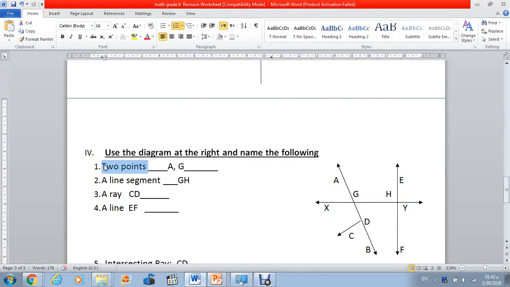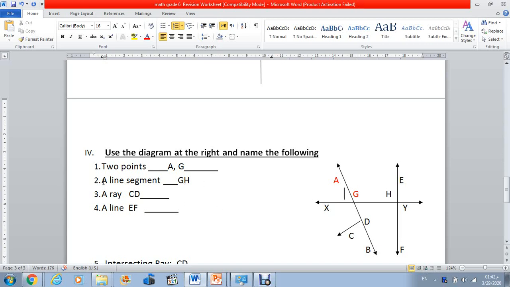So it asks you for 2 points. We have so many points here, right? We have E, H, Y, F, B, G, A, whatever. So I can choose A and G. Those are 2 good points. Any points you can see, you can just write them.